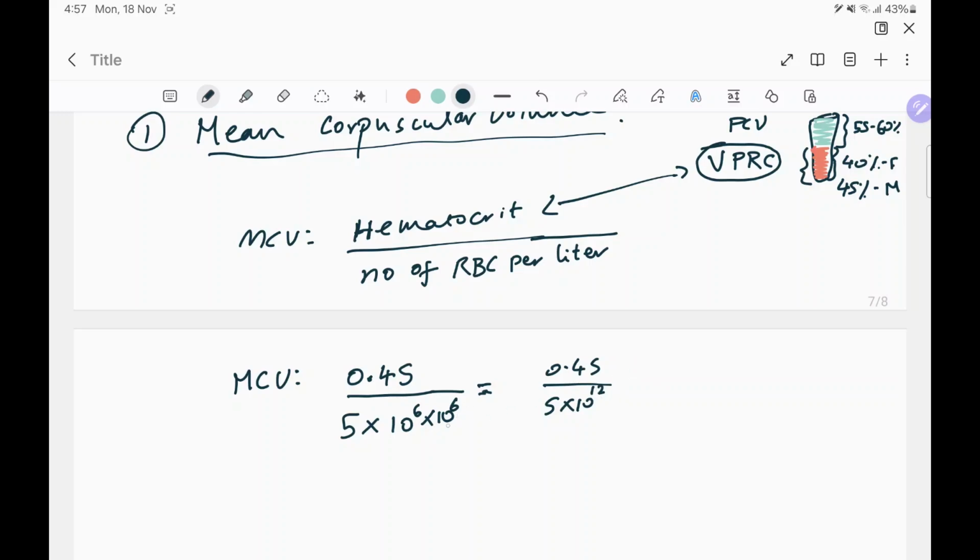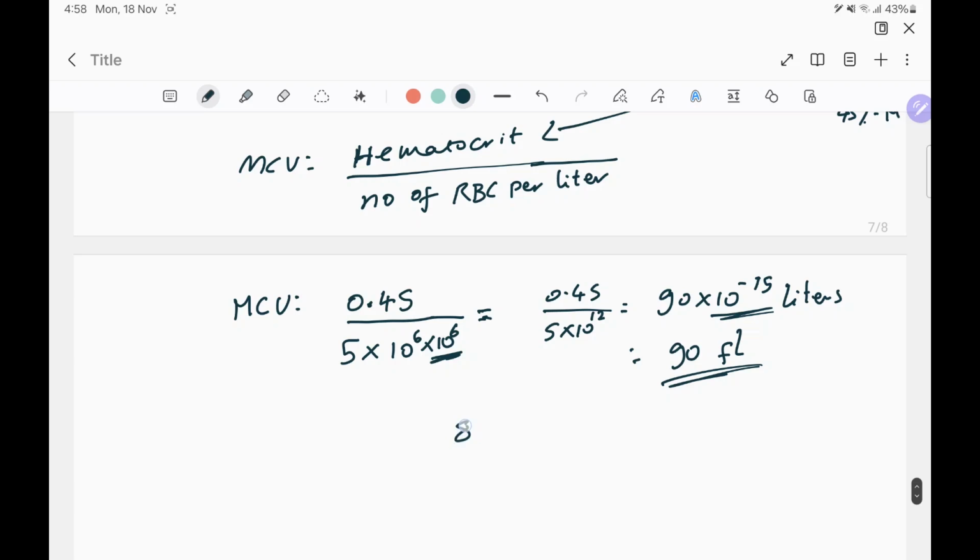This is per liter, remember, so that's why we added this 10 to the power 6 over here. This comes somewhere to 90 times 10 to the power minus 15 liters. So this is 90 femtoliters, small f L. Femto is 10 to the power minus 15, okay? So the average red cell volume is 90 femtoliters, between 80 to 100 femtoliters.